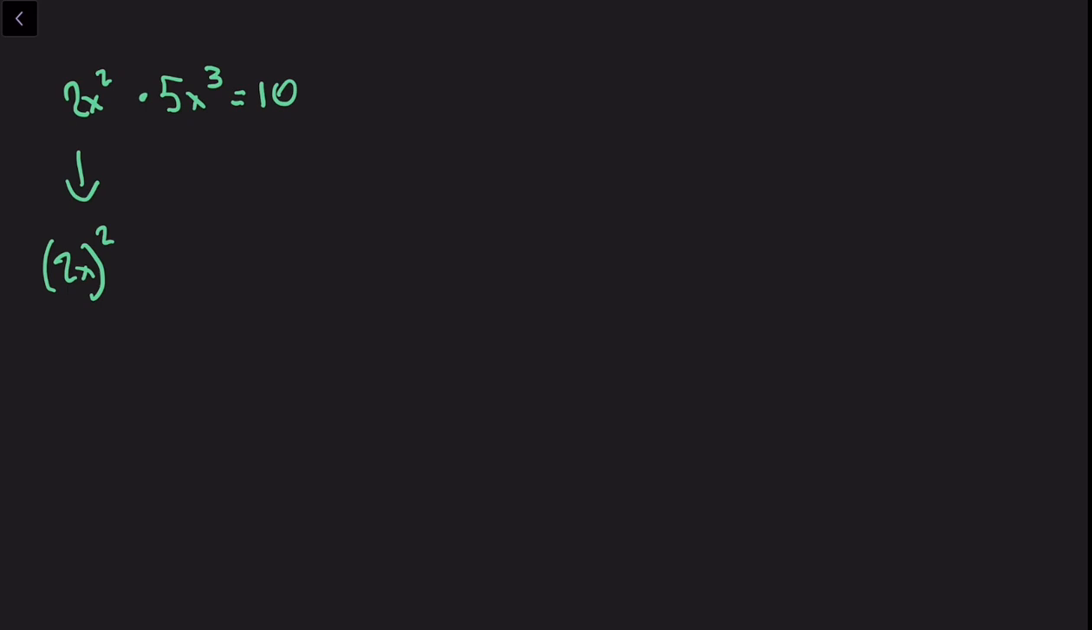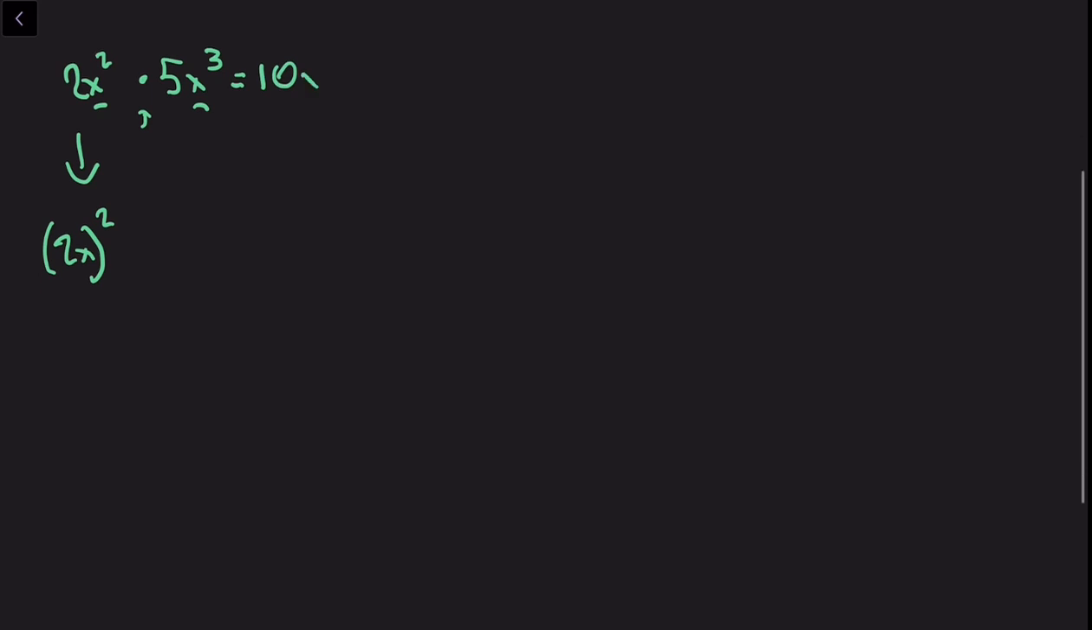Now let's look at our exponents. We have an x squared and an x to the third. That's the same base. We're multiplying them together, so we know we're going to add our exponents. We're going to keep our same base, and then we're going to do 2 plus 3, which gives us 5. So our final answer is 10x to the fifth power.